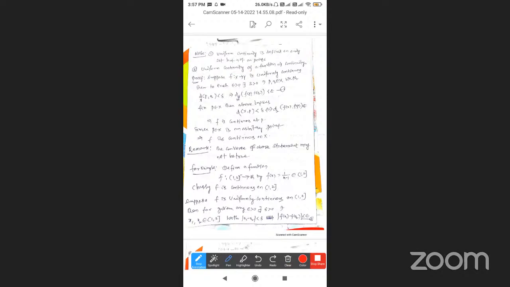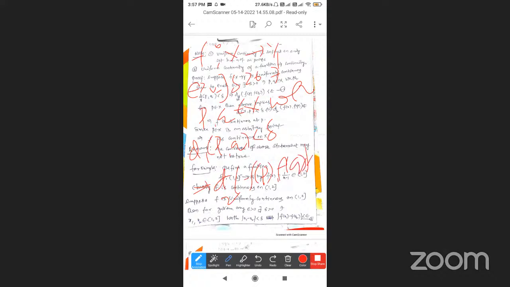Example: suppose f from (X, d1) to (Y, d2) is uniformly continuous. To each epsilon greater than 0, there exists delta greater than 0 such that for p, q belonging to capital X, d1 of p comma q less than delta implies d2 of f of p comma f of q is less than epsilon. This is equation 1. Take small p belonging to capital X.